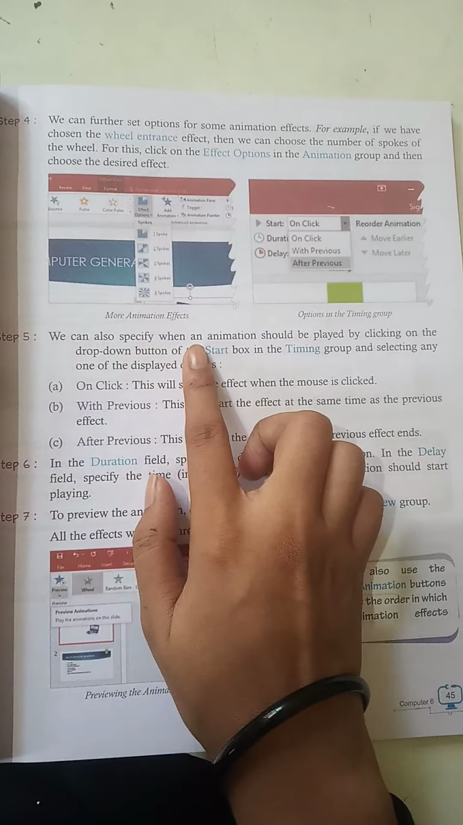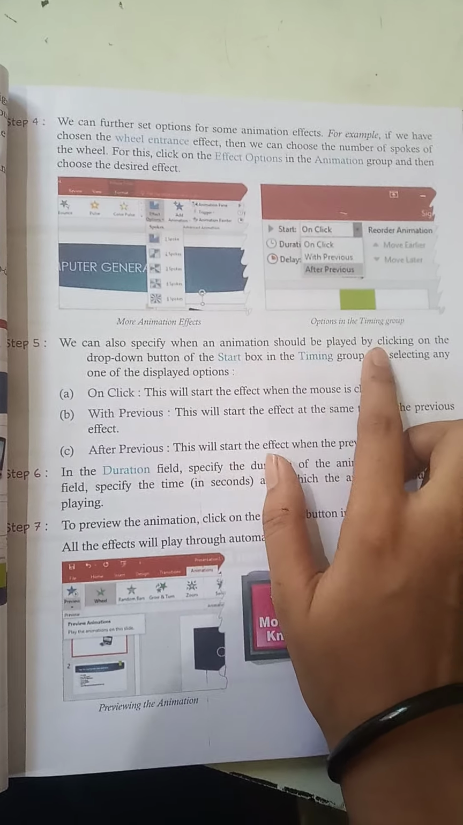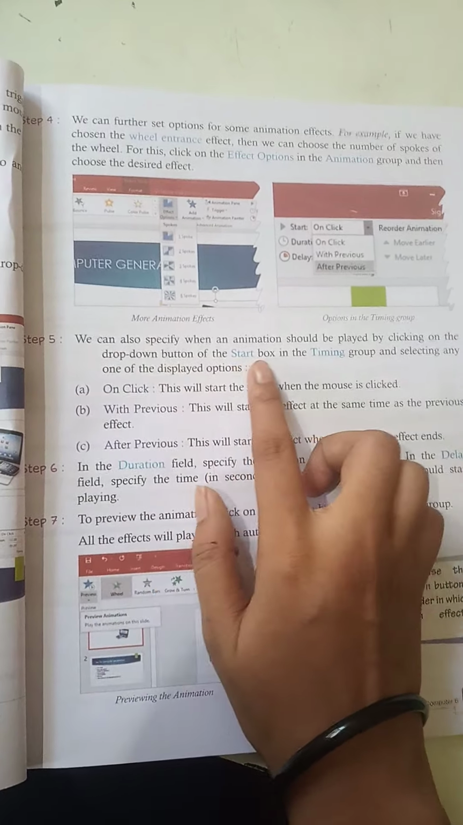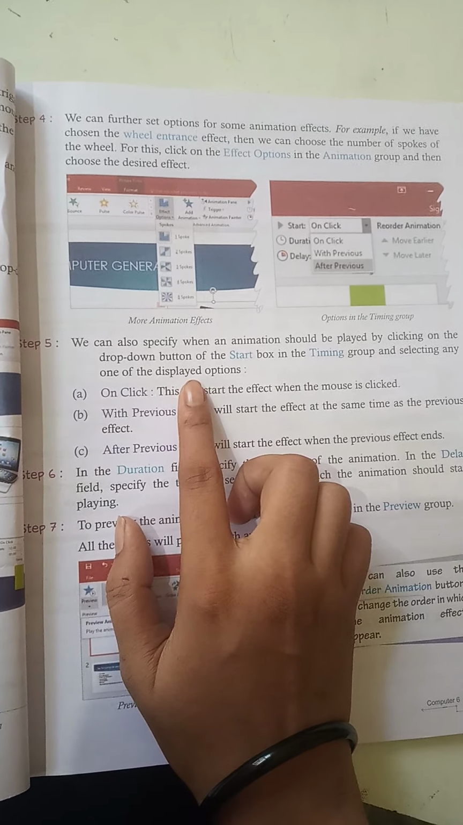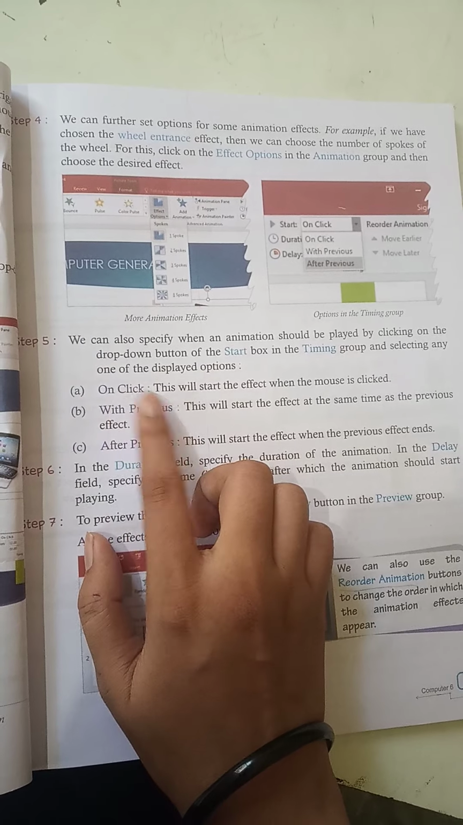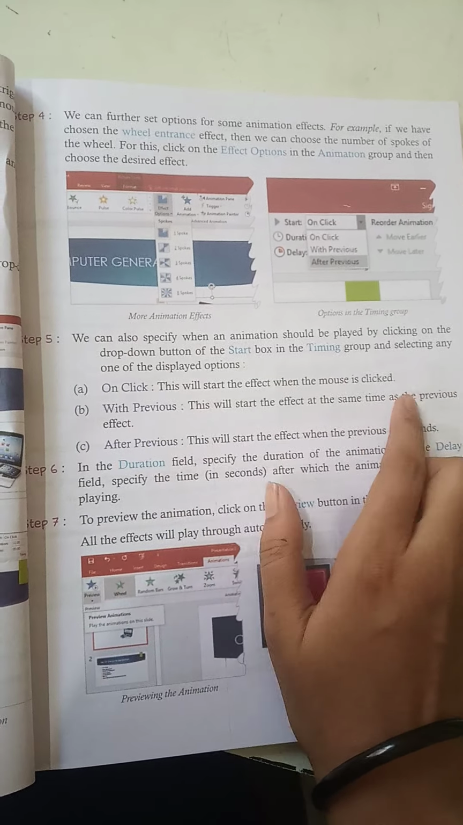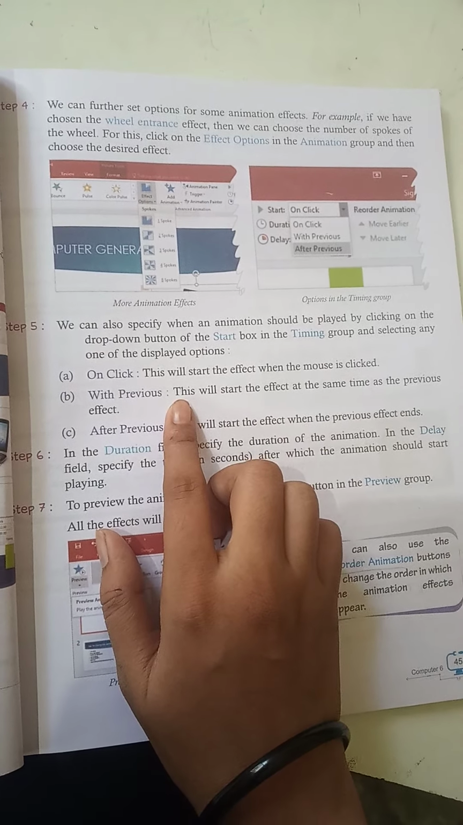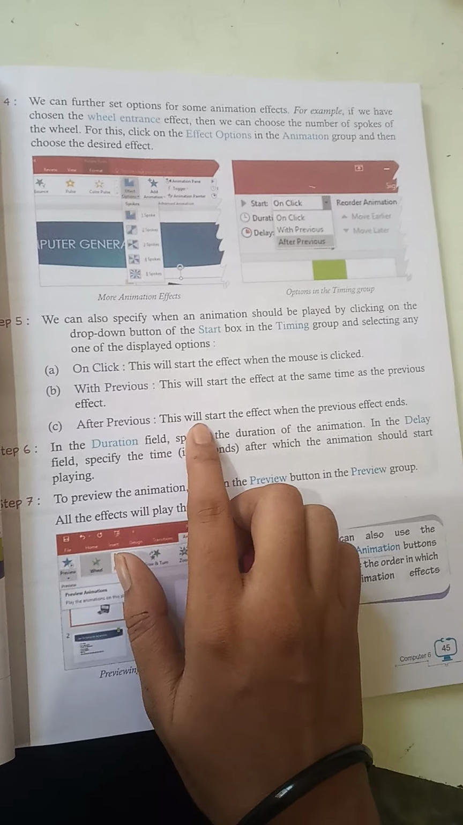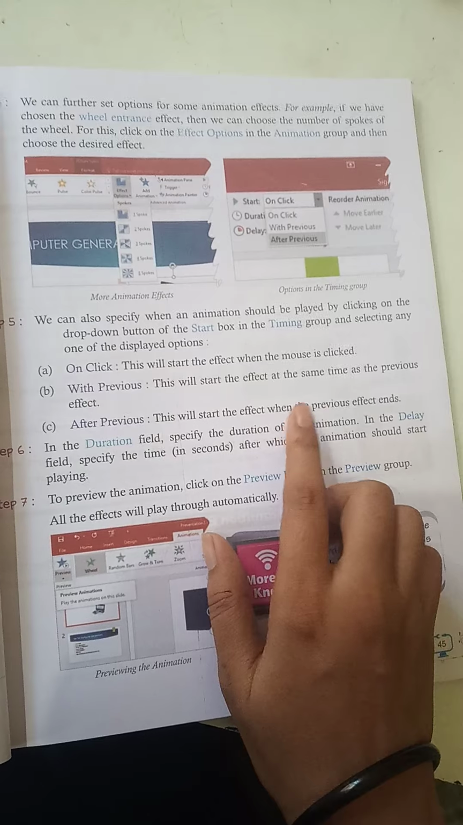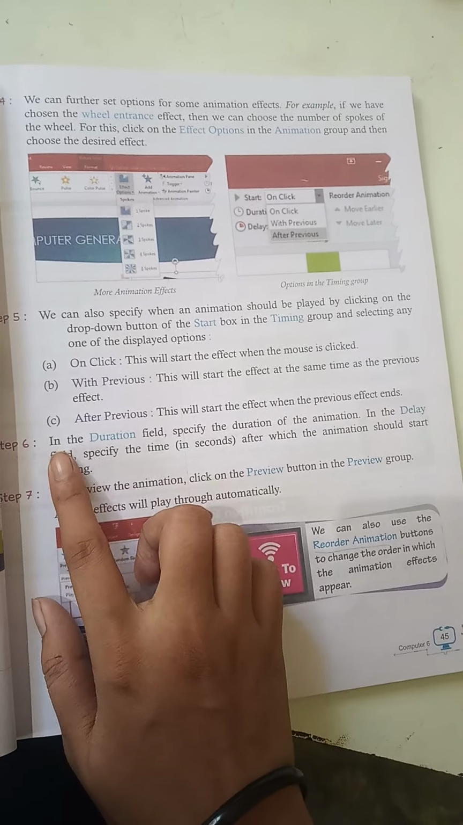Step 5, we can also specify when an animation should be played by clicking on the drop-down button on the Start box in the Timing group and selecting any one of the displayed options. On Click: this will start the effect when the mouse is clicked. With Previous: this will start the effect at the same time as the previous effect. After Previous: this will start the effect when the previous effect ends.